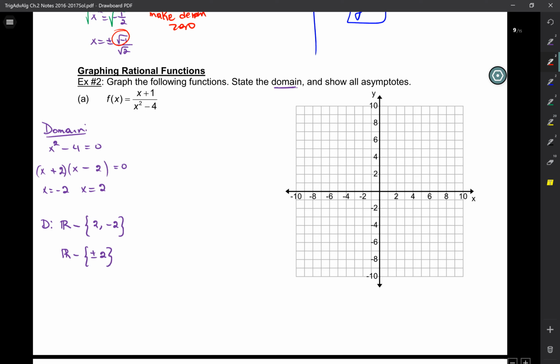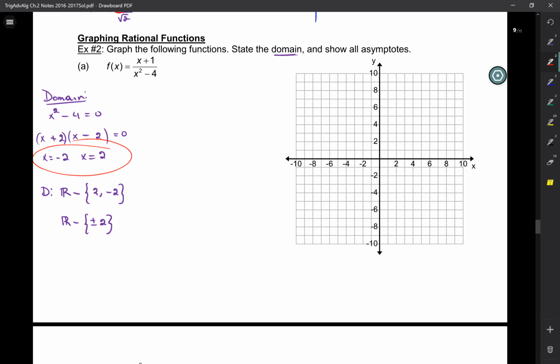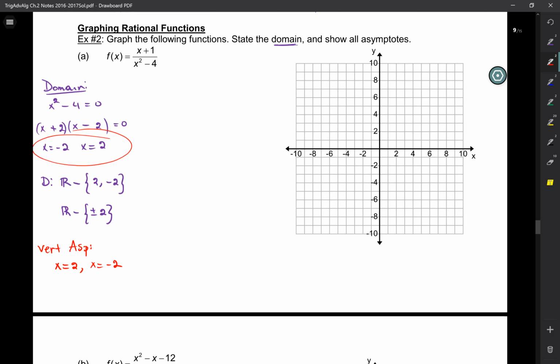All right. In doing this, we've already solved for the vertical asymptotes. Okay? So you don't have to do it again. So you just say, okay, my vertical asymptotes are x equals 2, x equals negative 2, or in shorthand form, you could write it as x equals plus or minus 2. That works as well.